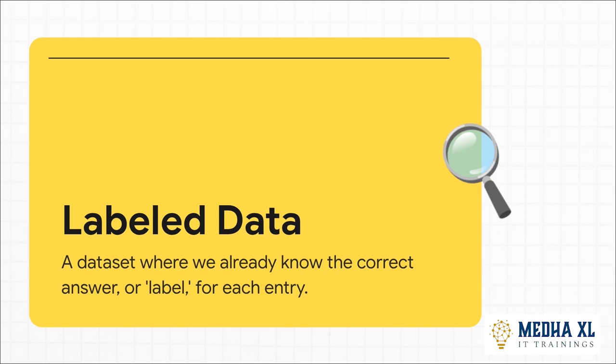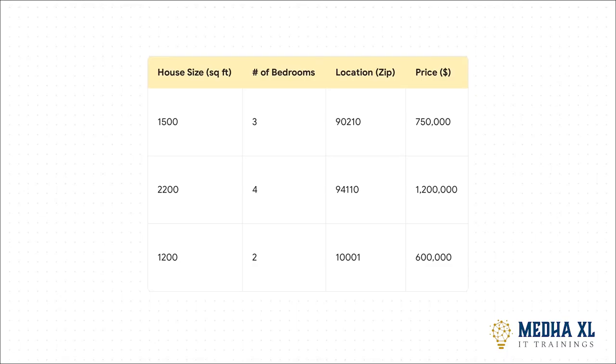We already know the correct answer for every single example. So in our dataset, the price is the label. That's the known answer for every house. And providing this answer key, well, that's the whole game. It's how we supervise the machine's learning. We're basically telling it, hey, for these features, this is the right answer. Now your job is to go figure out the pattern.